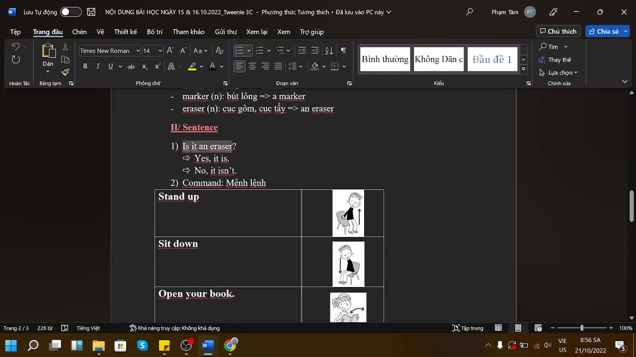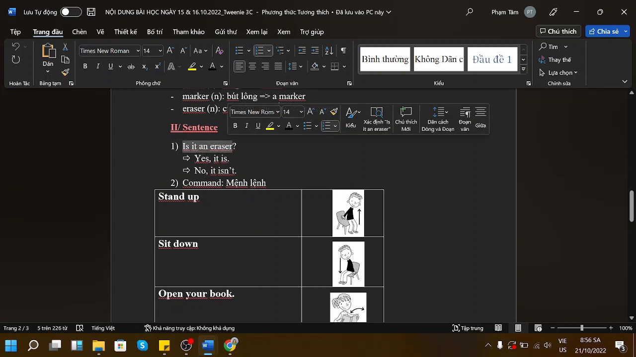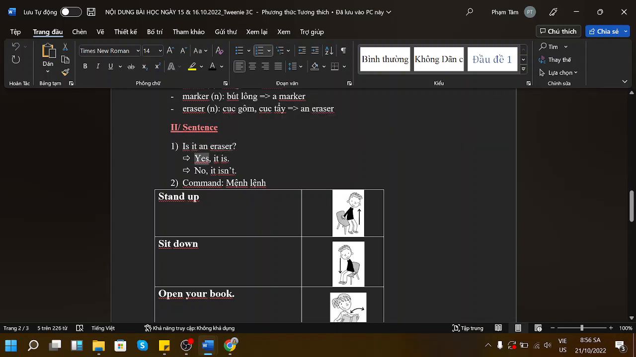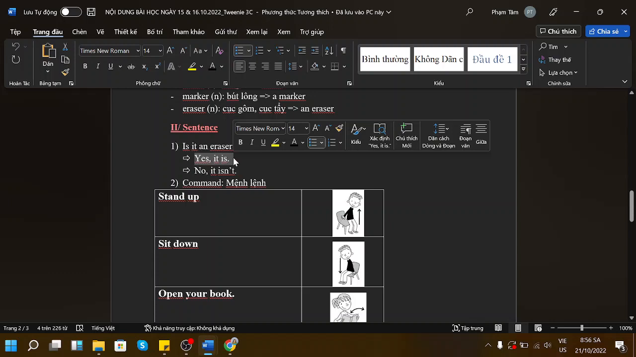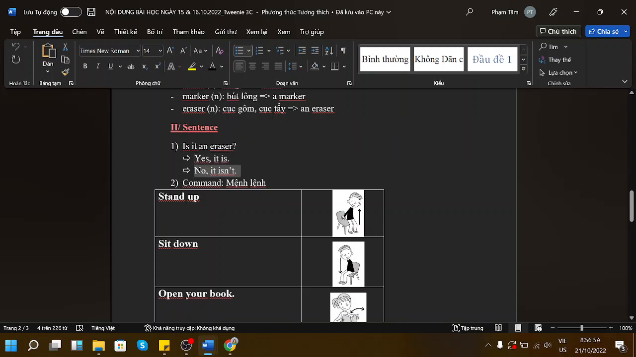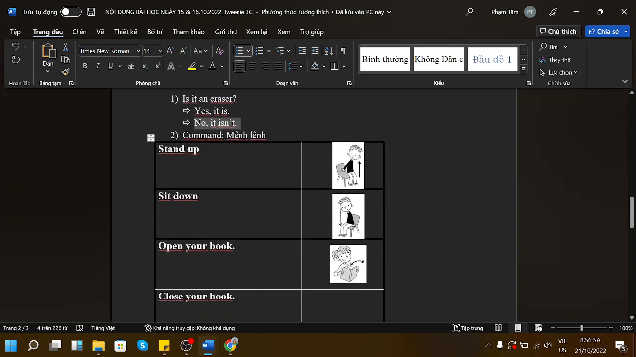Is it an eraser? Yes, it is. No, it isn't.